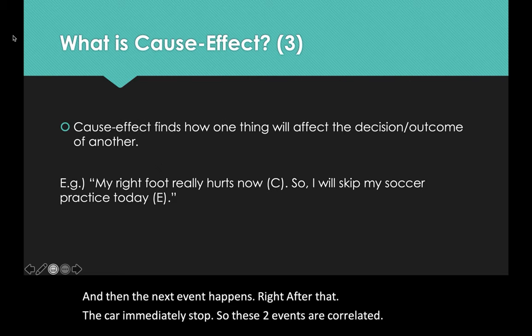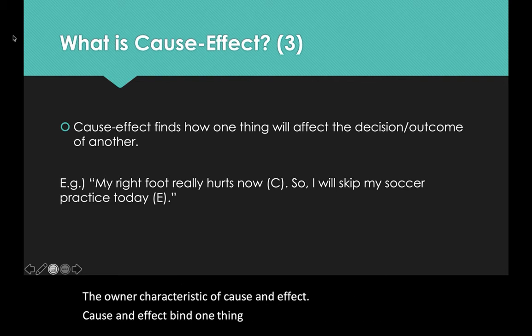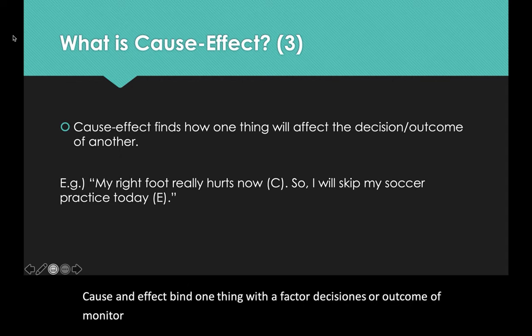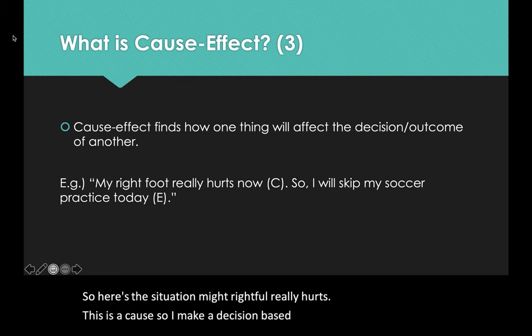The other characteristic of cause and effect: one thing will affect the decisions or outcome of another event. So for example, if I say, my right foot really hurts now, so I will skip my soccer practice today. So here's the situation: my right foot really hurts. This is a cause, so I make a decision based upon my condition, which is to skip my soccer practice today.